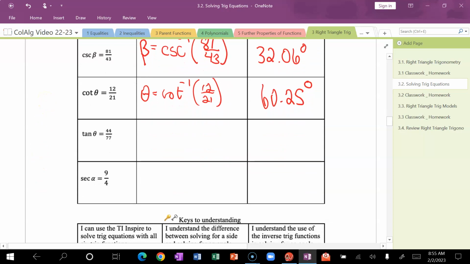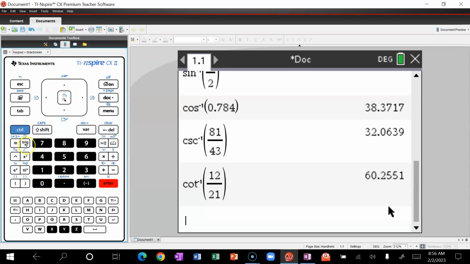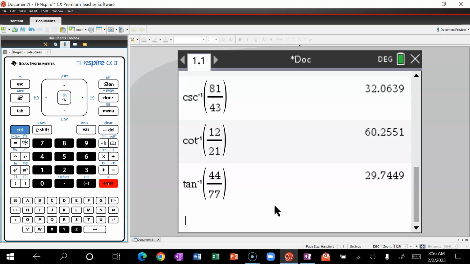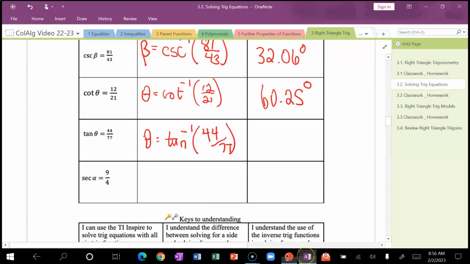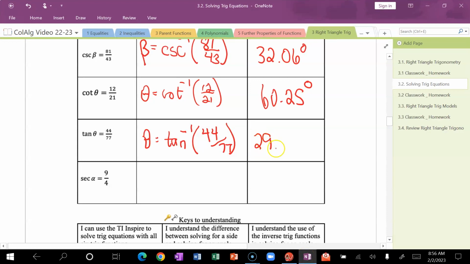Tangent of theta is 44 over 77. I'm solving for the angle. Theta is equal to the inverse tangent of 44 over 77. So the inverse tangent of 44 divided by 77 is 29.74. So 29.74 degrees.